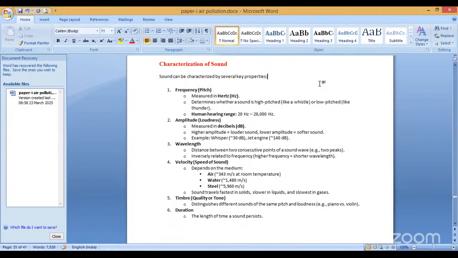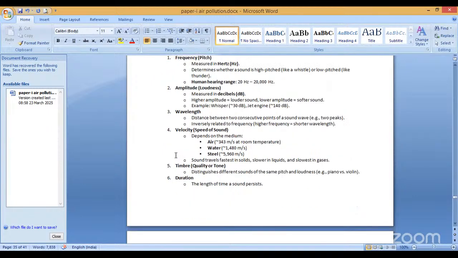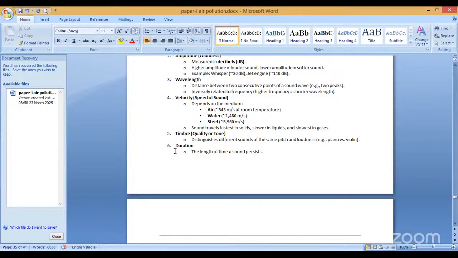Timbre is the quality of a sound, or the quality of the tone, that distinguishes different sounds of the same pitch and loudness. Example: piano versus violin. Then, the next one, duration: the length of time a sound persists.